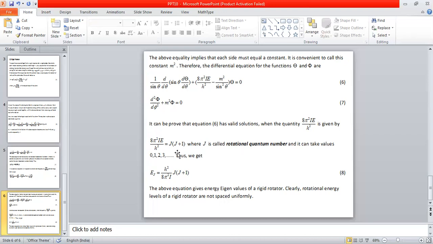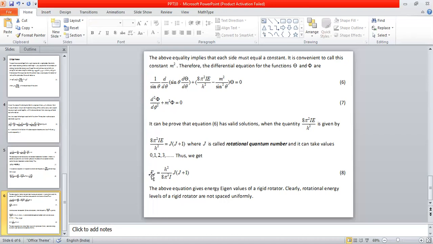And using this equation, it is possible to write out the expression for E. So we can send h square to the right side and 8 pi square I to the right side. And if we do that, please observe here, E, the energy of the rigid rotator, is a function of j, the rotational quantum number.